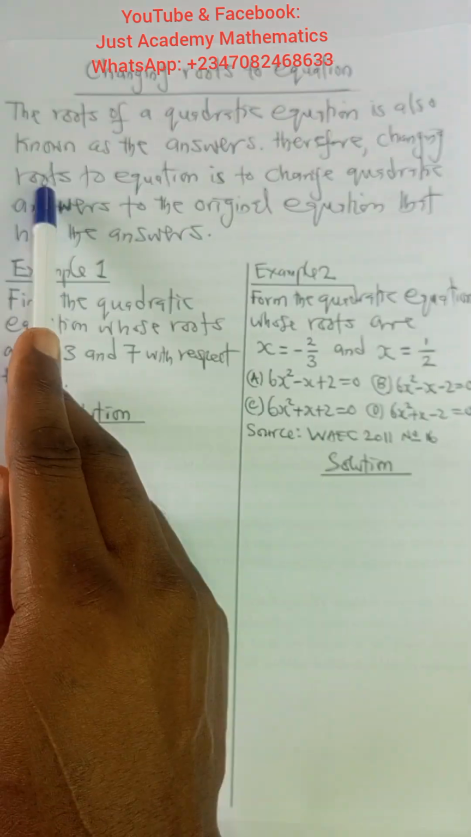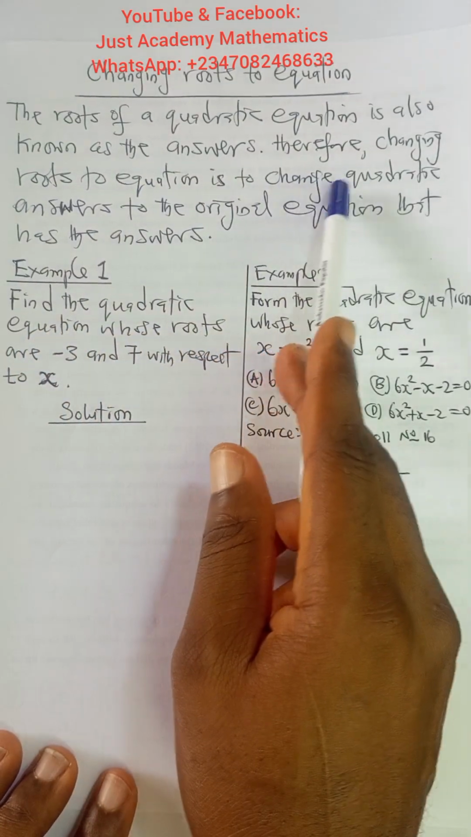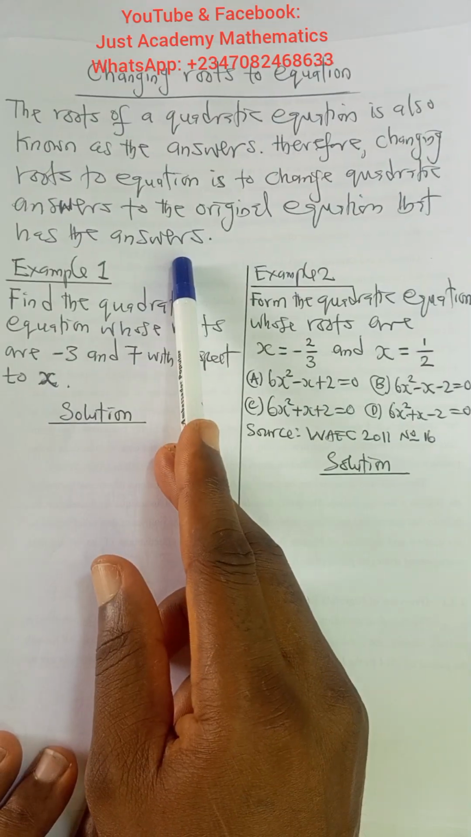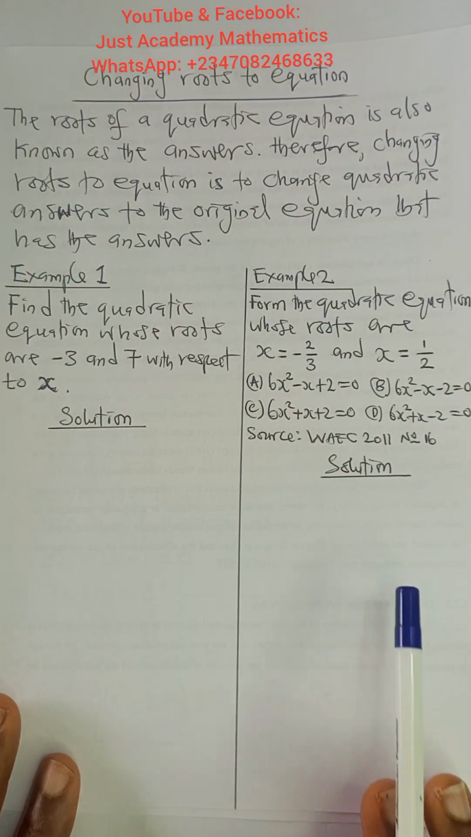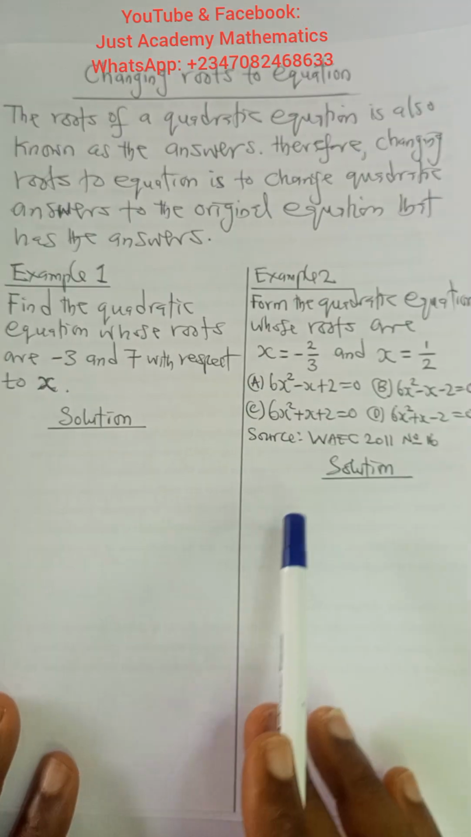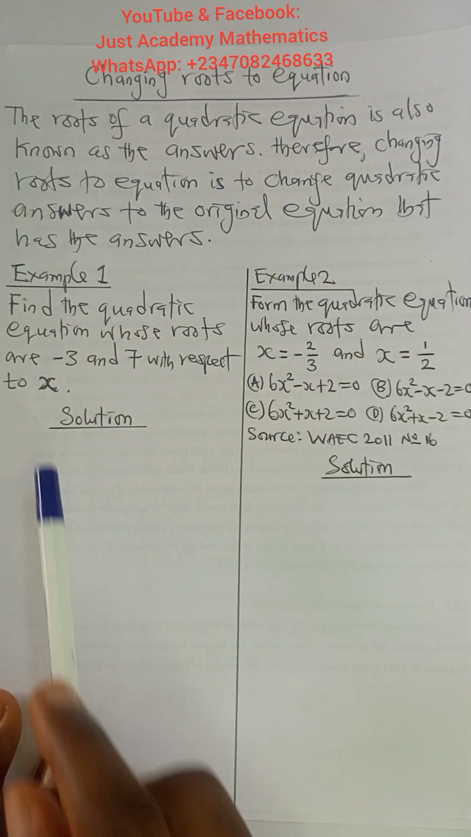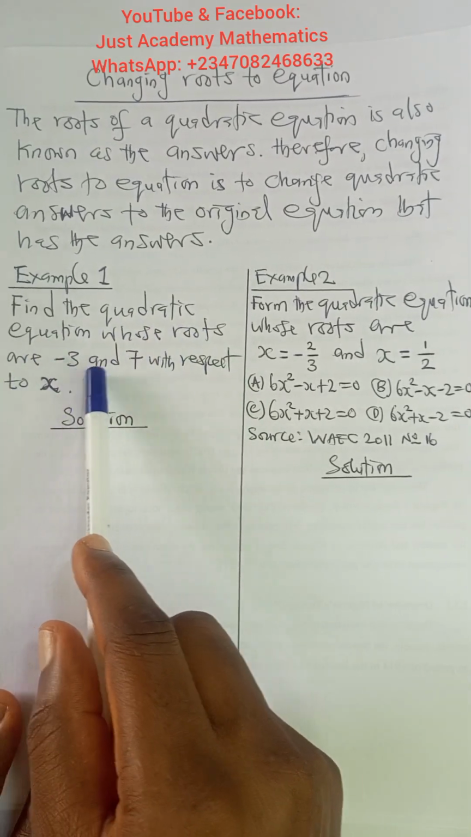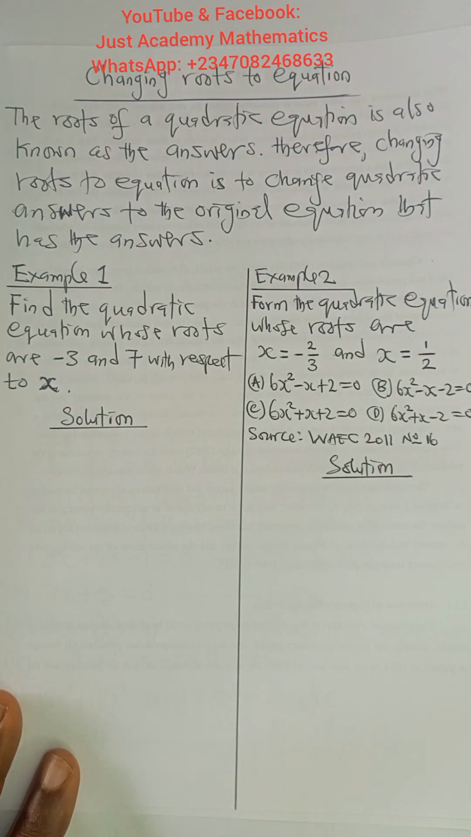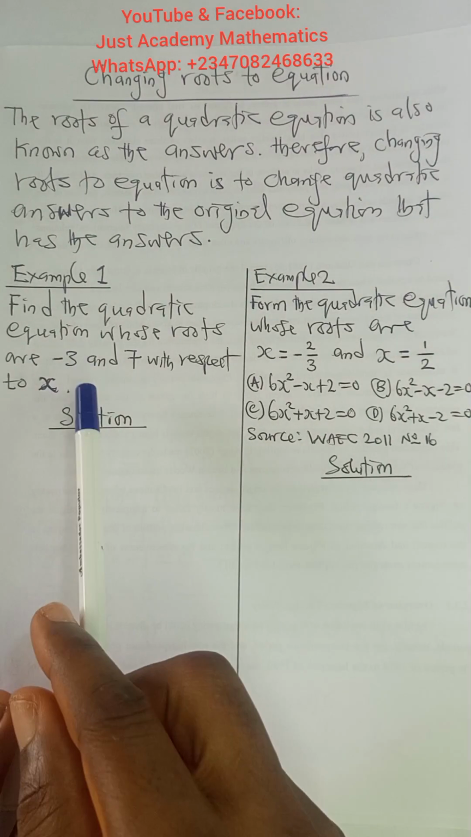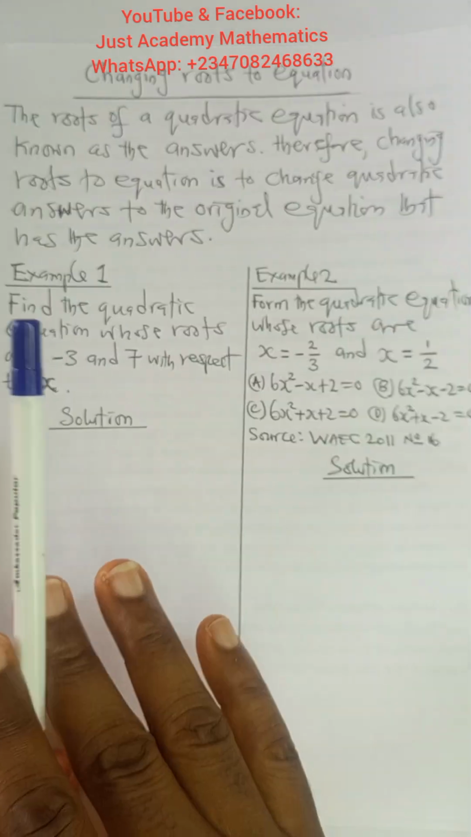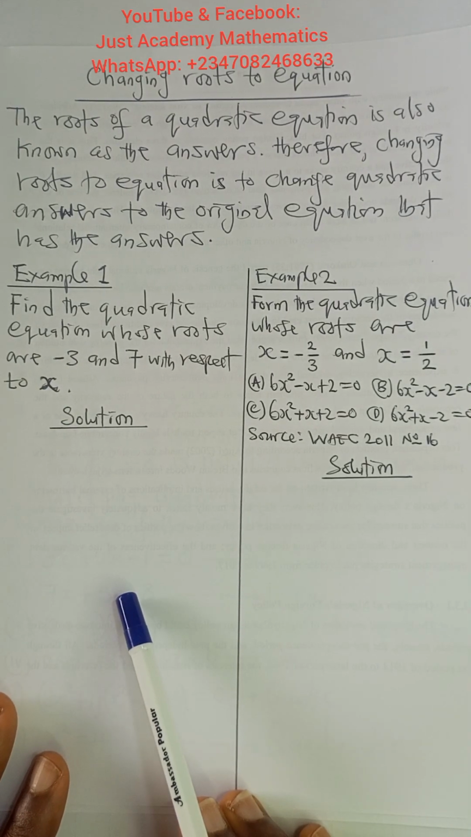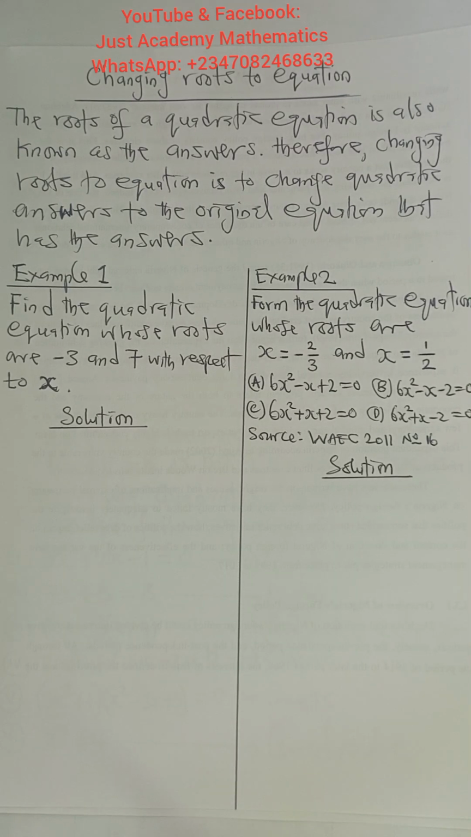Therefore, changing roots to equation is to change quadratic answers to the original equation that has the answers. I will show you how to go about it. It's very simple. Now, I have 2 examples here. I'll quickly solve and I will show you more. Now they say, find a quadratic equation whose roots are -3 and 7 with respect to x. There are 2 ways you can find this equation, but I'm going to show you the first method. There is another way of finding quadratic equations. We call it using sum and product of roots, but that one we'll treat later.